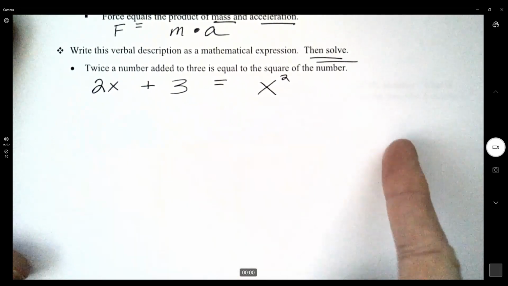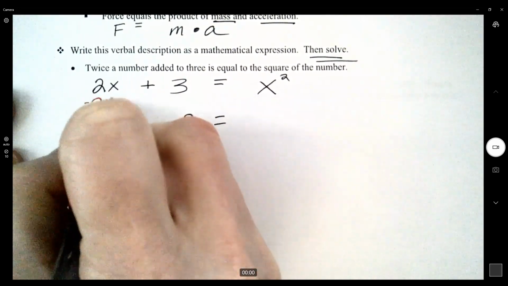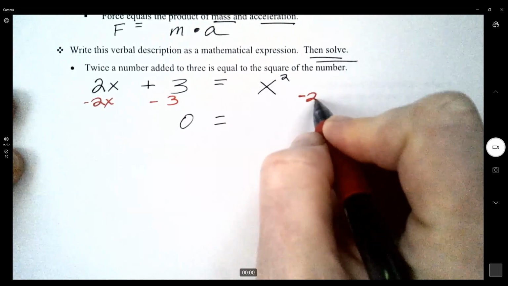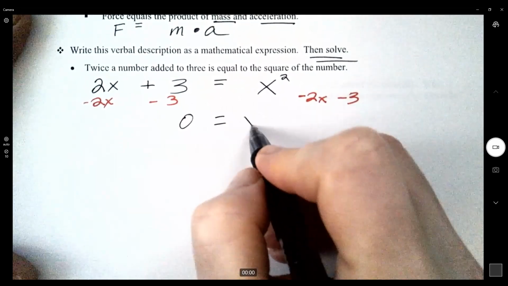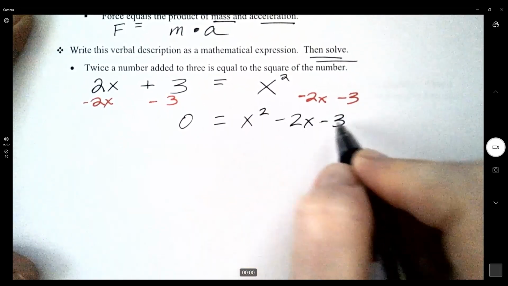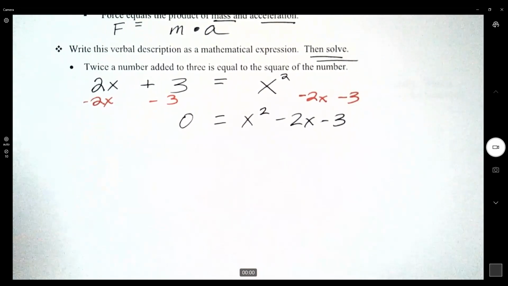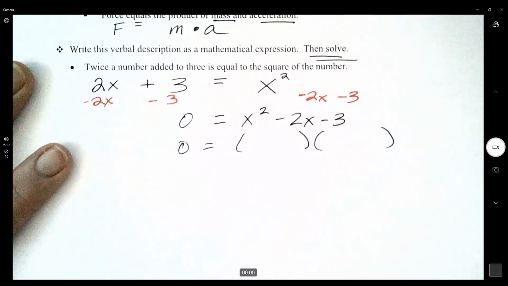This is a quadratic. Whenever you have a quadratic equation, back from chapter 1.2, we always set quadratics equal to 0. So what we're going to do is subtract everything from the right side and move it over from the left side to the right side. So this becomes x squared minus 2x minus 3 equals 0. This is factorable. This is the preferred method. You could use the quadratic formula in its place.